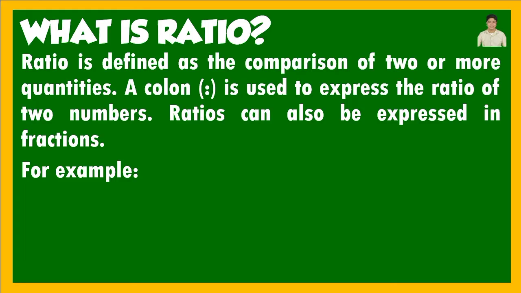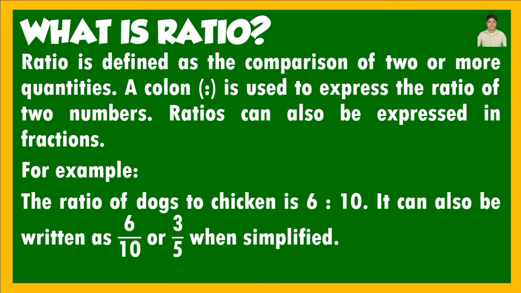For example, the ratio of dogs to chicken is 6:10. It can also be written as 6/10 or 3/5 when simplified. So, yung given natin dito is the ratio of dogs to chicken, which is 6:10. So, yung dogs, 6. Yung chicken, 10. And then, kapag sinulat natin yan in fraction form, that is 6/10.